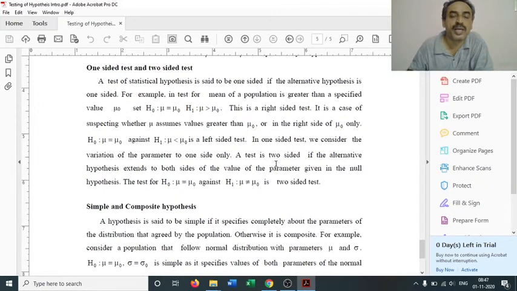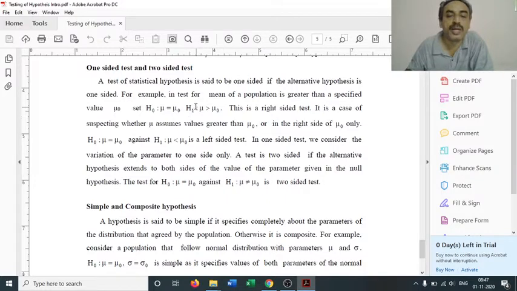Now next is one-sided and two-sided test. Earlier we found that we set the alternative hypothesis based upon the test required. For example, if the population mean is greater than a certain value is to be tested, then that greater than part is cited in the alternative hypothesis. What we mean is there must be a fixed value for the parameter in the null hypothesis. That is H0: mu equal to mu 0 versus H1: mu greater than mu 0.